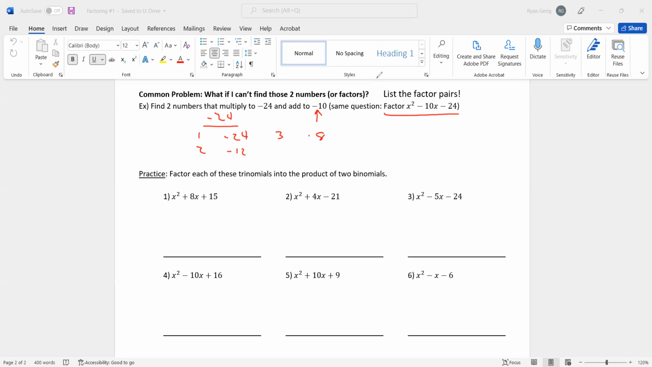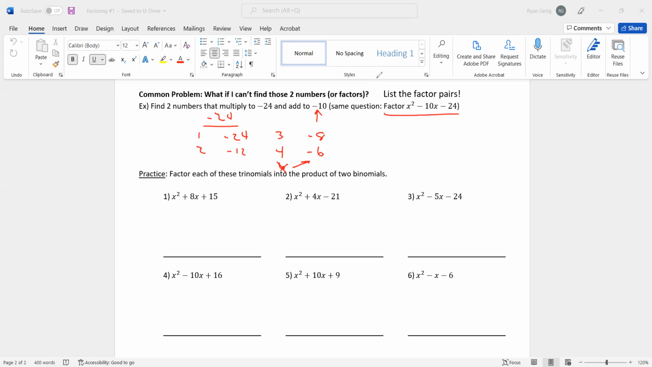So that would be negative 8. 4 goes into 24 6 times. The larger number gets the negative. 5 does not go in. Once you start repeating numbers, so if you go to 6, see I'm repeating a number here, I'm done. Don't list it more than once.